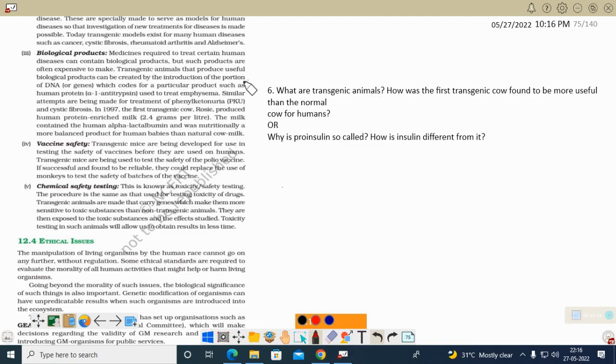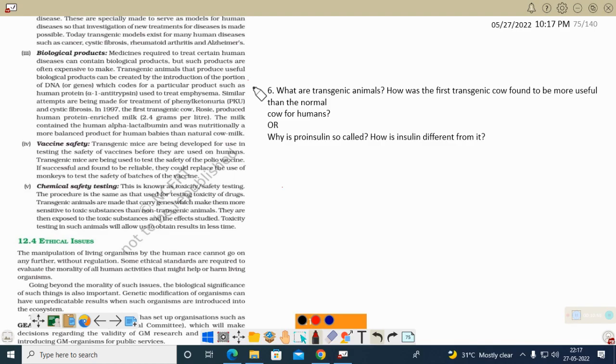See, transgenic animals are the animals that can produce certain useful biological product, and it is created by introducing the useful protein producing gene. Or we can say a transgenic animal that produces a useful biological product can be created by introduction of a portion of DNA which codes for a particular product. So you can just write like this: transgenic animals are the animals which can produce certain useful product which is created by introduction of a gene for that particular product.